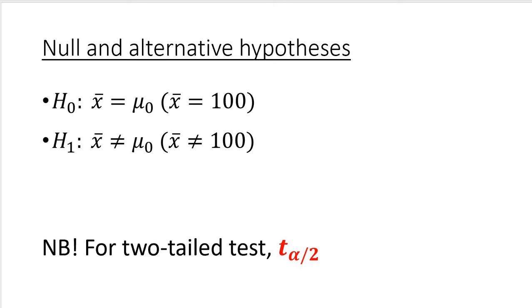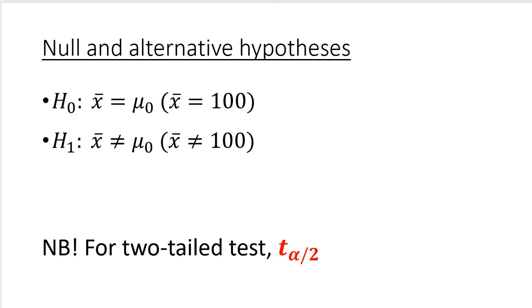Please keep in mind that here we are going to analyze both sides of the distribution, because whether the score is bigger than 100 or whether it's lower than 100, both of those will be sufficient conditions for rejecting the null hypothesis. So each time we perform a two-tailed test, we have to select the critical value of t corresponding to alpha over 2.